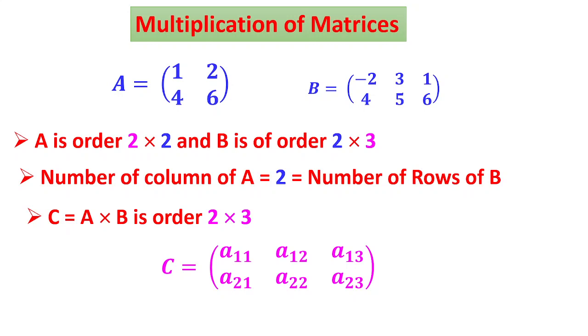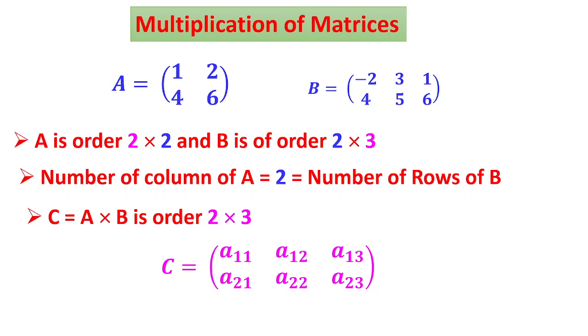Here you have to be very careful. C11 will be obtained by taking the first row of the first matrix with the first column of the second matrix and operating. C12 means the first row of the first matrix with the second column of the second matrix, operated and added. C13 means the first row of the first matrix with the third column of the second matrix. Similarly, at random, when I want to tell C23, it is the second row of the first matrix operated with the third column of the second matrix. It's very simple.